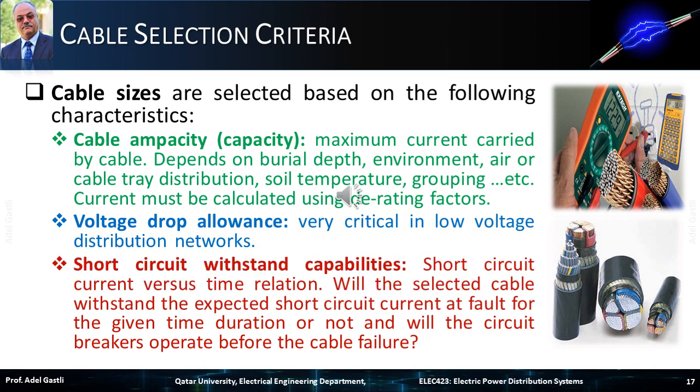The third main characteristic for cable selection is the short circuit withstand capabilities. It is the short circuit current versus time relation. We need to check if the selected cable will withstand the expected short circuit current at fault, for the given time duration or not, and if the circuit breakers will operate before the cable failure.